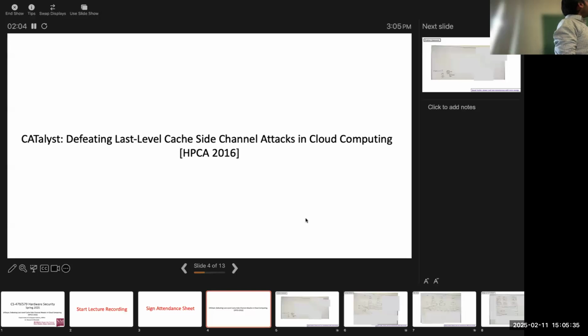So the paper addresses cache side channel attacks, one of which we have covered in our previous week. The attack which we covered in the previous week was flush plus reload. So this defense actually protects the victim processes against that kind of attack.